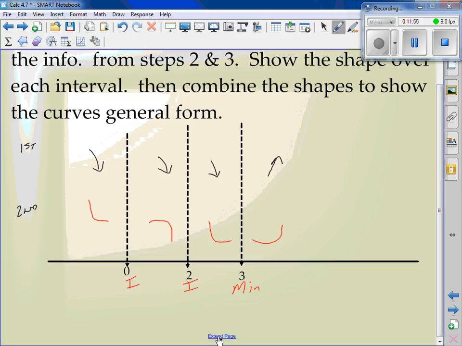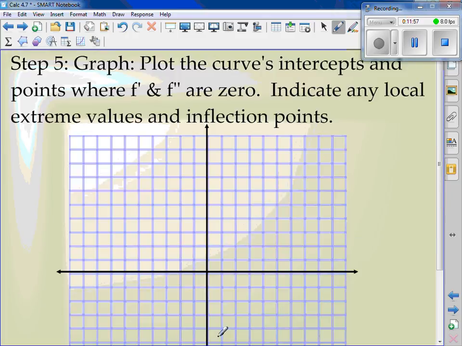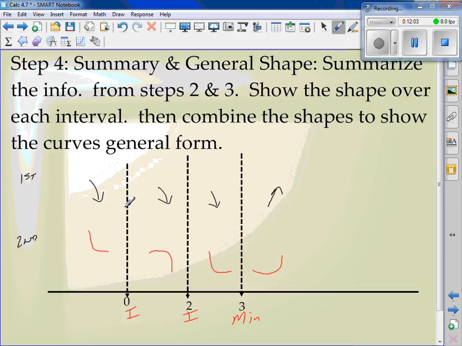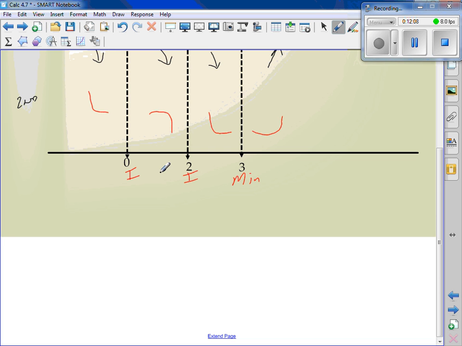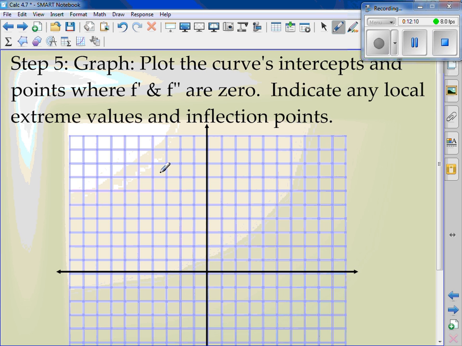The easiest way to graph this, the first thing we have to do is find out what f of these 3 points are. So find out f of 0, f of 2, and f of 3. Those were my 3 points. So find out what f of 0, f of 2, and f of 3 is.